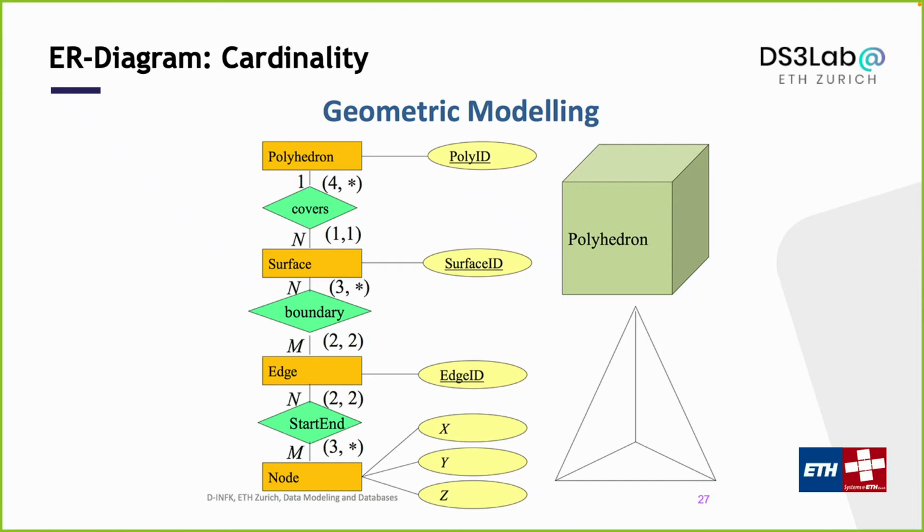On the left-hand side, you are specifying this as many to one or one to many, those types of things, right? On the other hand, you are specifying precisely how many times a single entity can participate in which of these relationships.